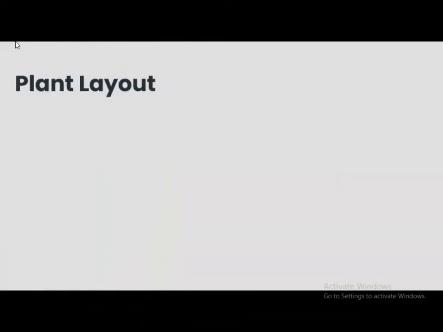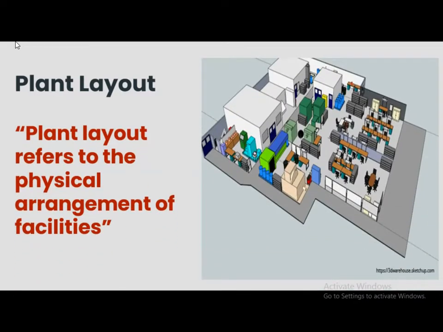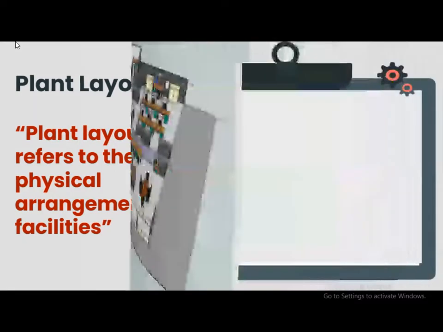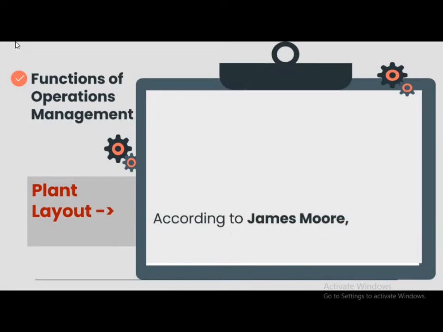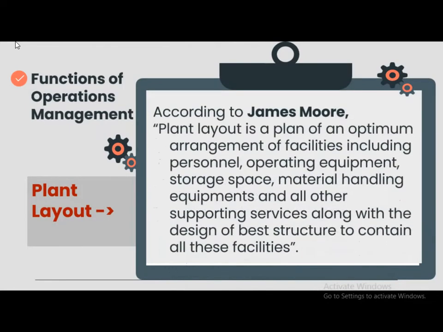Now we will see each and every function in detail. First, we will start with plant layout. Plant layout refers to the physical arrangement of facilities in any organization, in a manufacturing plant. According to James Morey, plant layout is a plan of an optimal arrangement of facilities including personnel, operating equipments, storage space, material handling equipments, and all other supporting services, along with the design of the best structure to contain all these facilities together.